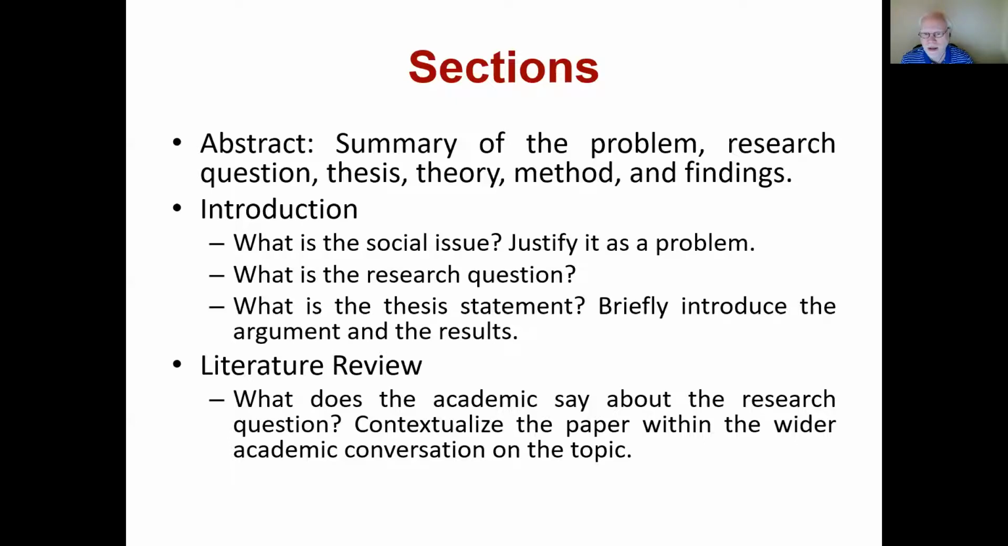So the abstract is a summary of the problem, research question, thesis, theory, method, and findings. All of that condensed usually into about 200 or 250 words. So a real brief, bare bones summary of what was done in this paper. What were they trying to answer? What was the answer that they proposed? How did they try to test this theory? And what did they find?